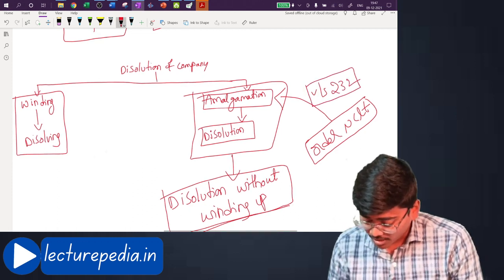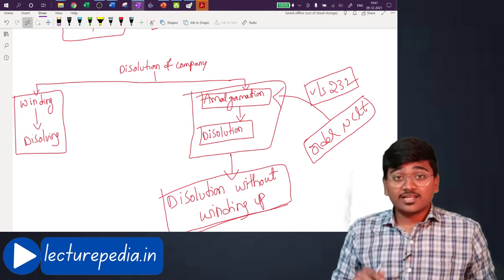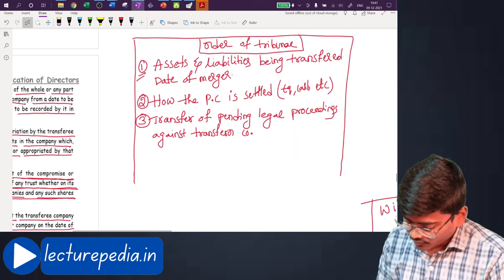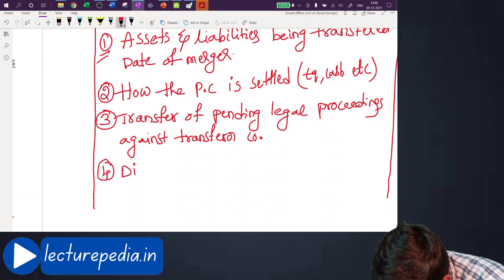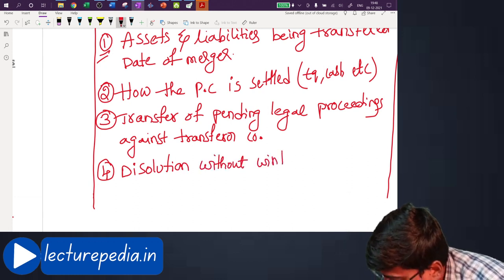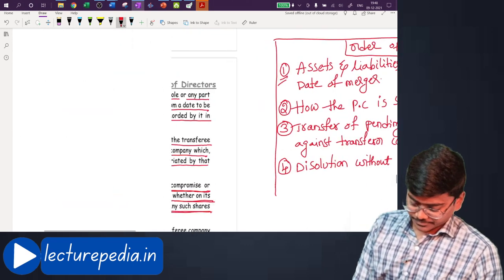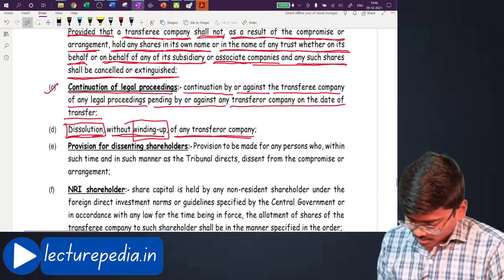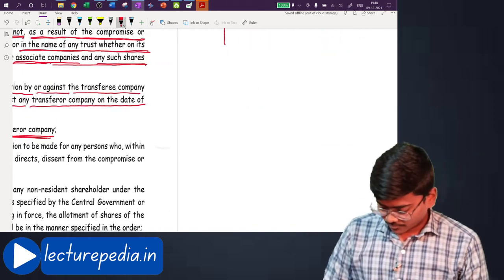Therefore, you can conclude that if you have to dissolve a company without winding up, then you should have an order of NCLT. That would be our fourth point, wherein the order of NCLT should specify dissolution without winding up. Hope you are clear with this point. That is our fourth point, which says dissolution without winding up of any transferor company. You can note this down.